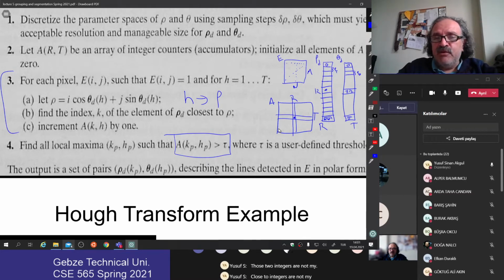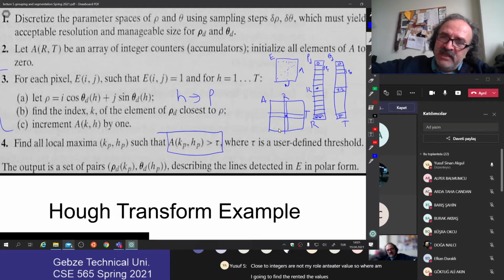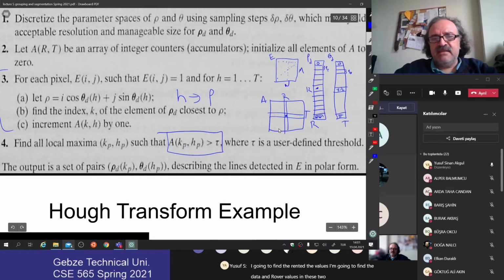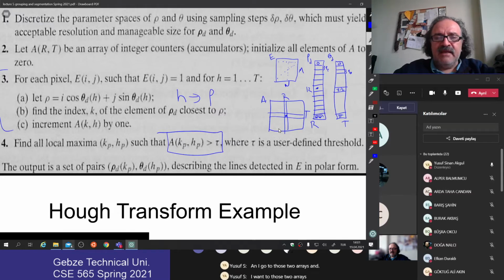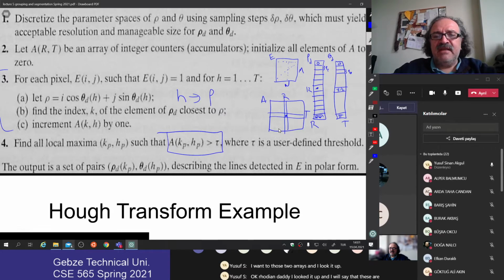rho and theta values. So where am I going to find the rho and theta values? I am going to find those theta and rho values in these two arrays. And I go to those two arrays and I look it up. Okay, rho d and theta d. I look it up and I will say that these are my rho and theta values.